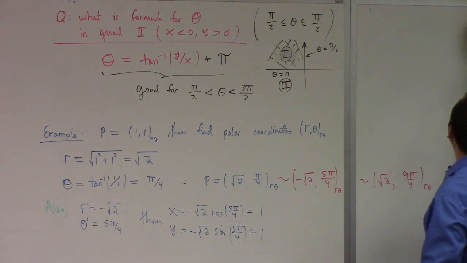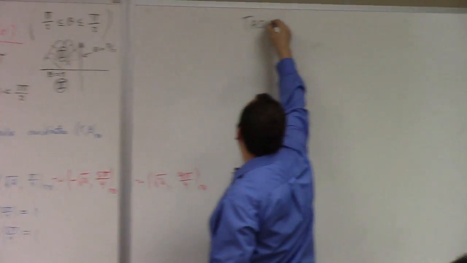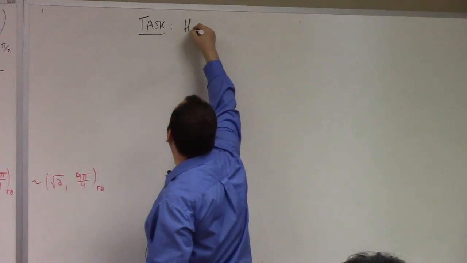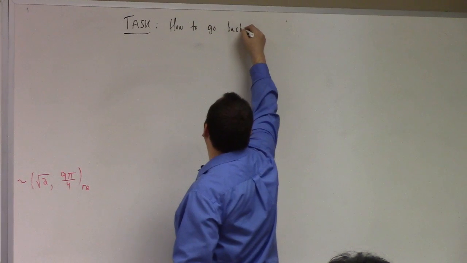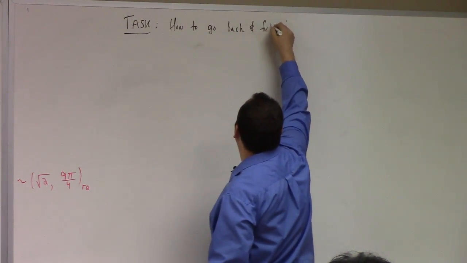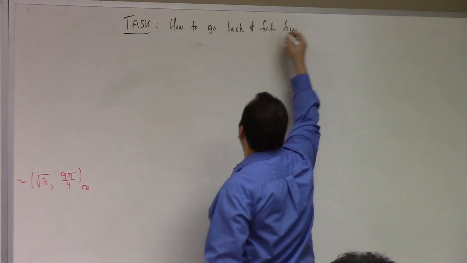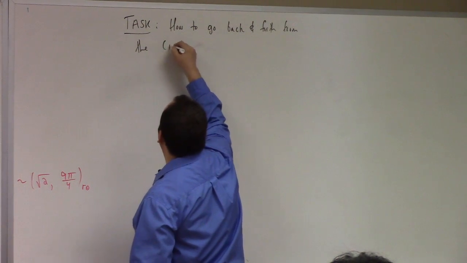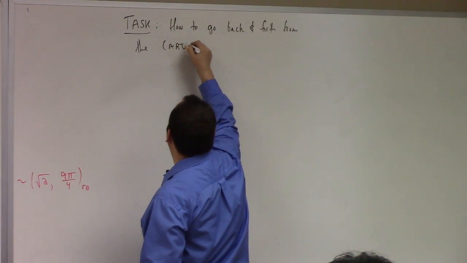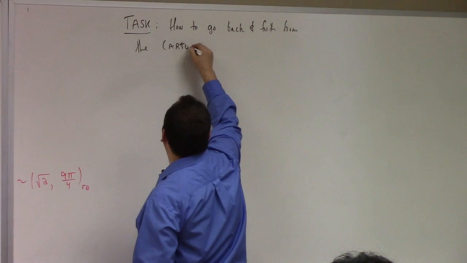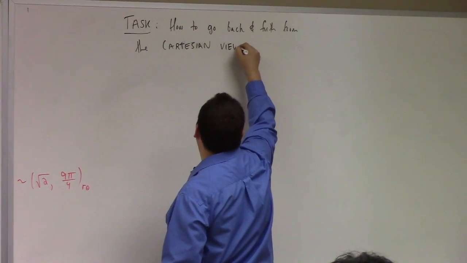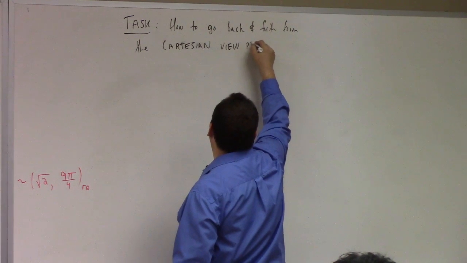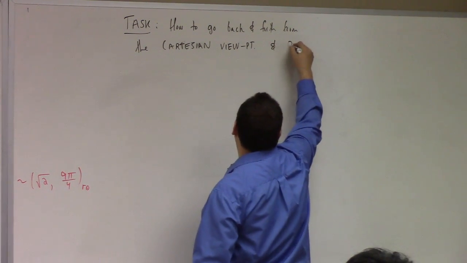So, generic task: how to go back and forth from the Cartesian viewpoint and the polar viewpoint.